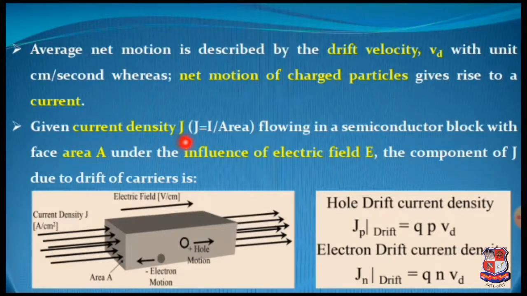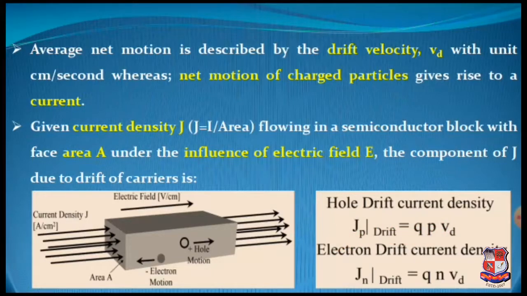Current density J is the electric current per unit area, I upon A, flowing in a semiconductor block with face area capital A under the influence of electric field capital E. The component of J due to drift of carriers, for holes, is Jp drift equals q p vd. Vd is the drift velocity, q is the charge, and p is the charge carrier concentration of holes.